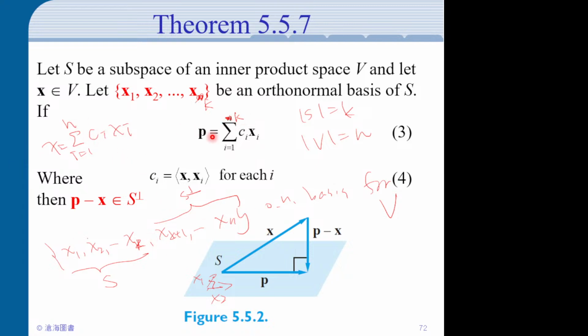And so what is P? We say P is the truncated summation, because the basis for S only has the first k elements. So we truncate the summation and take only the sum over x1 to xk, and that will be the projection vector of X onto S. Okay. So that's the idea of the theorem. But let's prove this without actually having the extra part.